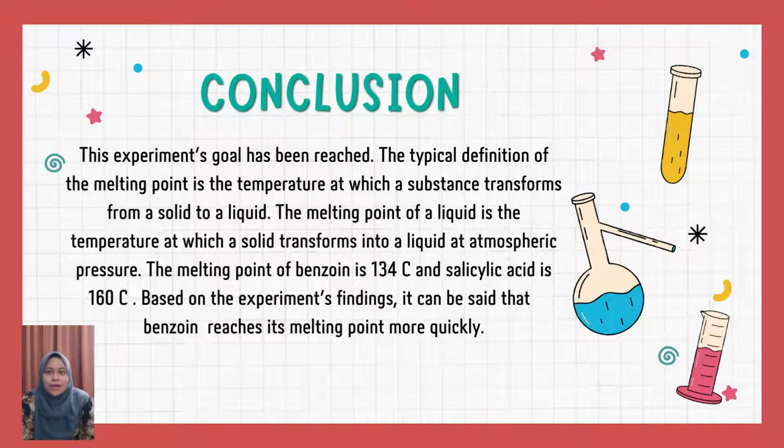We have come to the end of our presentation, so I would like to conclude that our experiment goal has been reached. In this experiment, we focused on the melting point. The typical definition of the melting point is the temperature at which a substance transforms from a solid to a liquid. The melting point of a solid is the temperature at which it transforms into a liquid at atmospheric pressure. From our results of this experiment, the melting point of benzoic acid is 134 degrees Celsius and salicylic acid is 160 degrees Celsius.